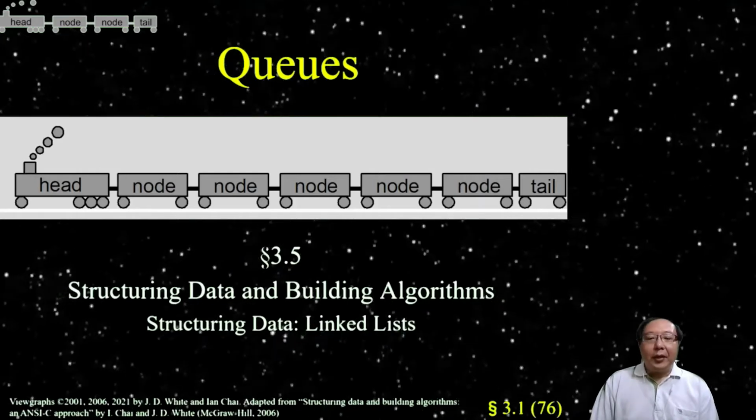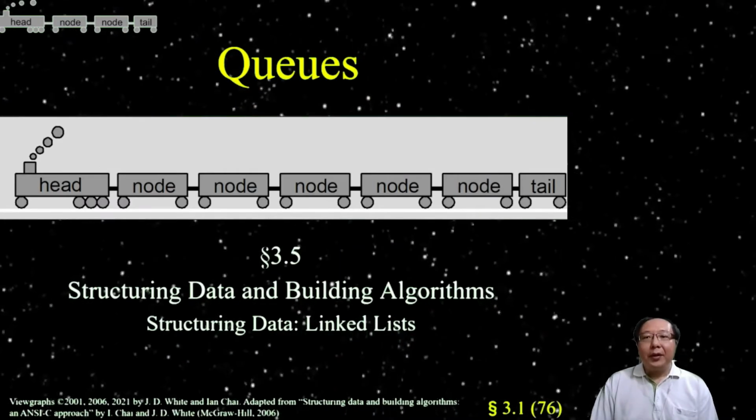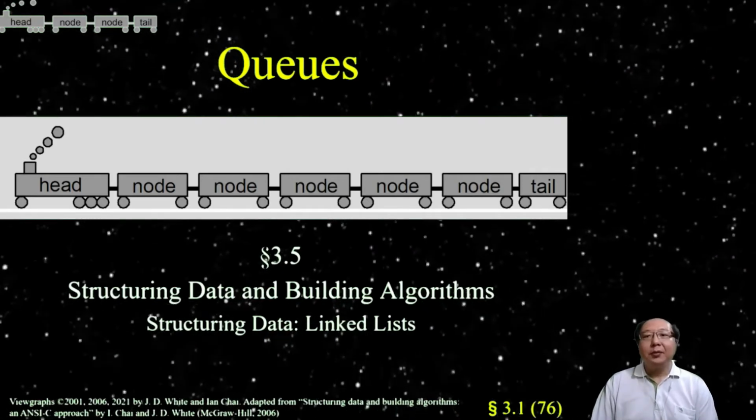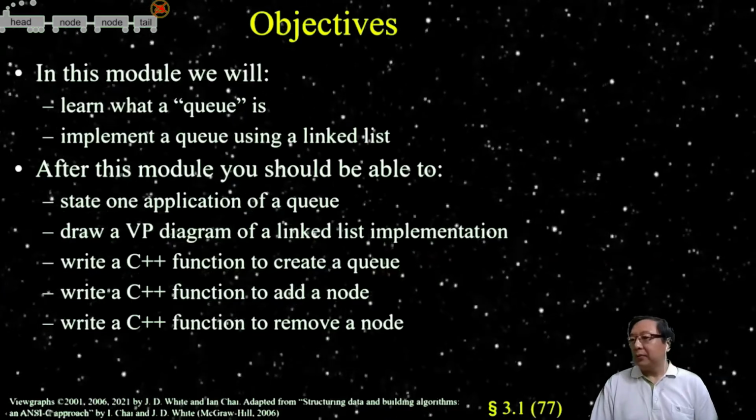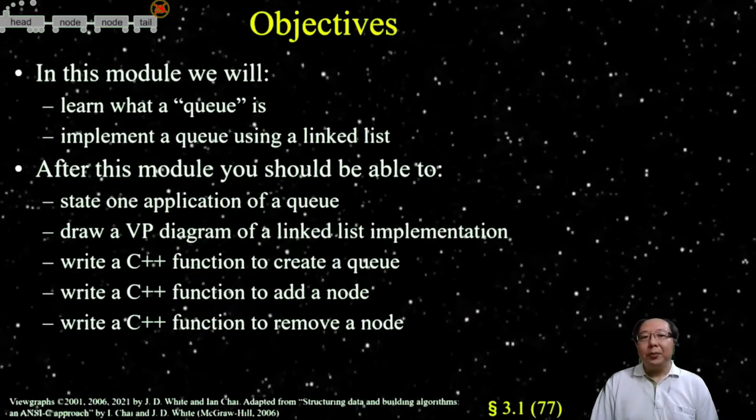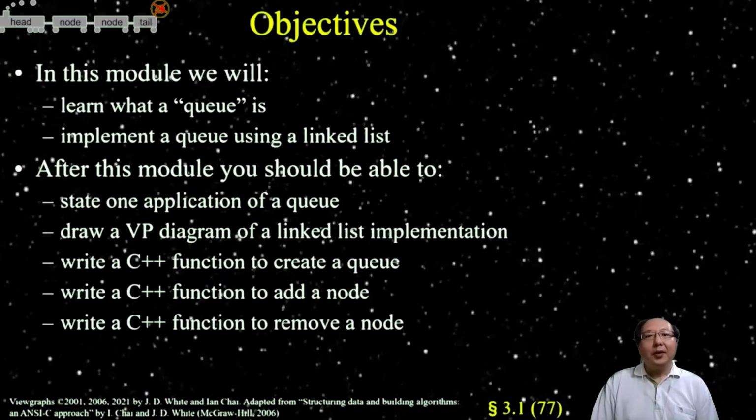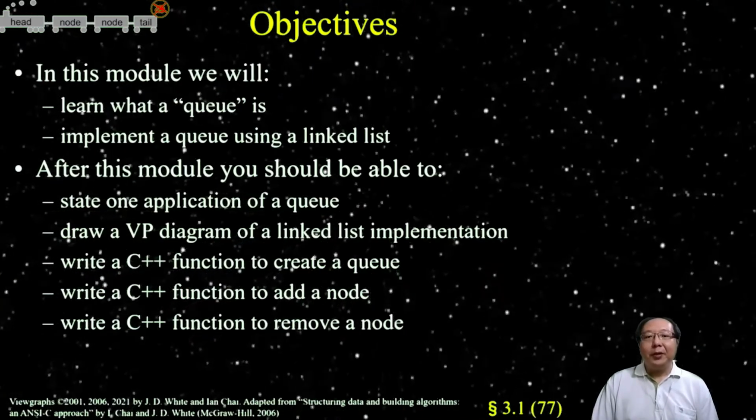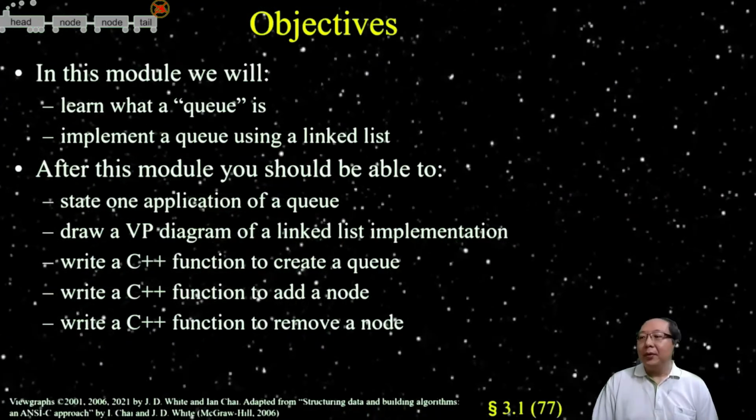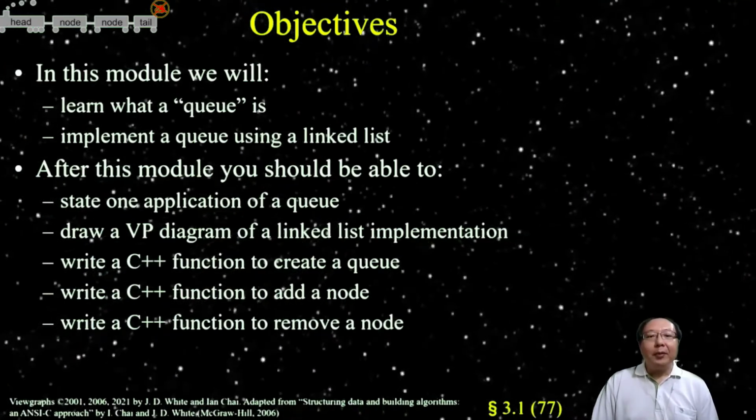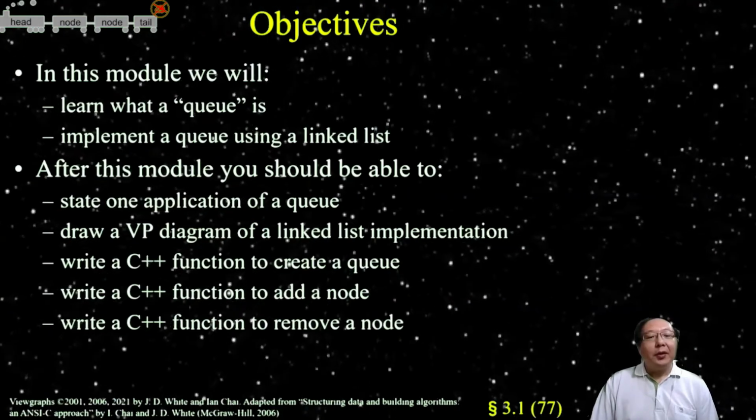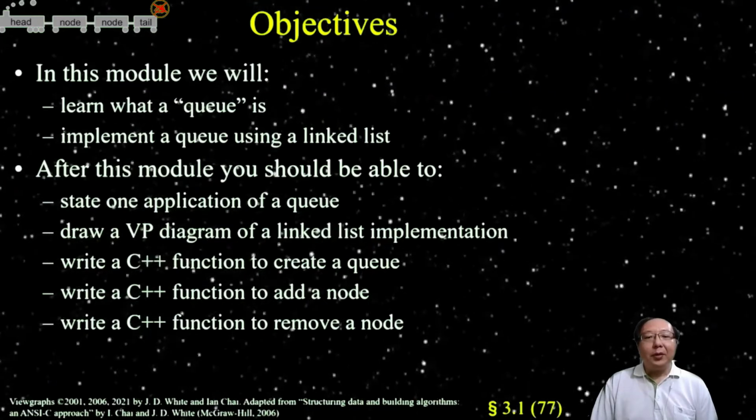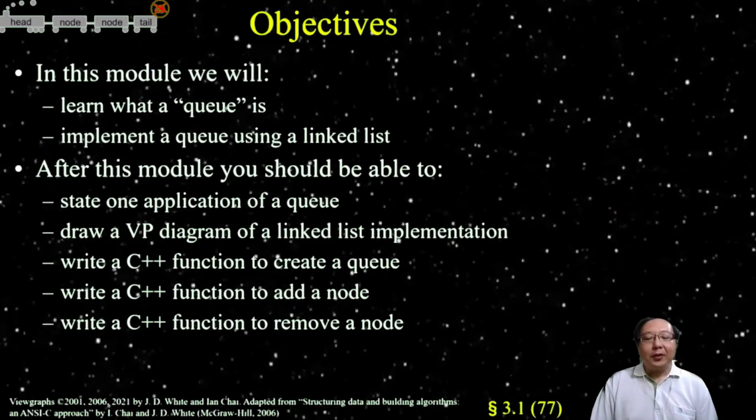Now that you've seen how we create a stack, we're going to look at the second thing that we're going to do with linked lists, which is to create queues. So in this module, we'll learn what a queue is, implement a queue using a linked list, and after this module, you'll be able to state one application of a queue and draw a VP diagram of a linked list implementation. Write the C++ functions to create a queue, to add a node, and to remove a node.